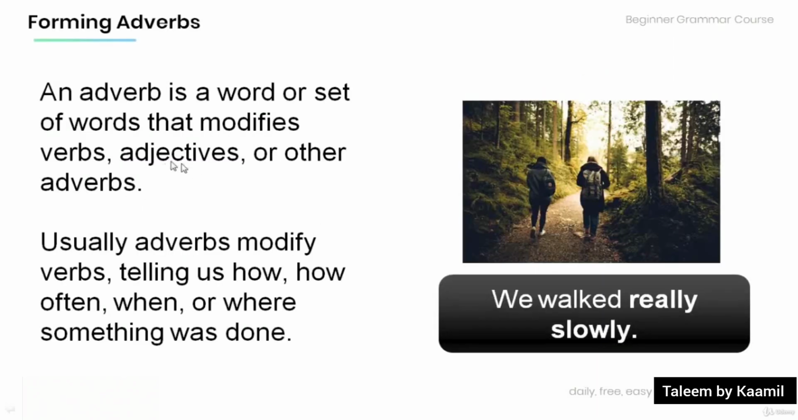Let's get started. An adverb is a word or set of words that modifies verbs, adjectives, or other adverbs. Note that they usually modify verbs, telling us how often, when, or where something was done. Have a look at the example over here. We walked really slowly. The adverb slowly modifies the verb walked, telling us how we walked.